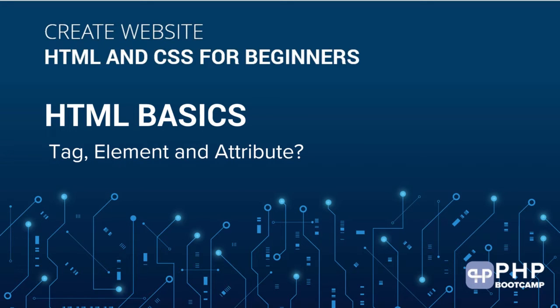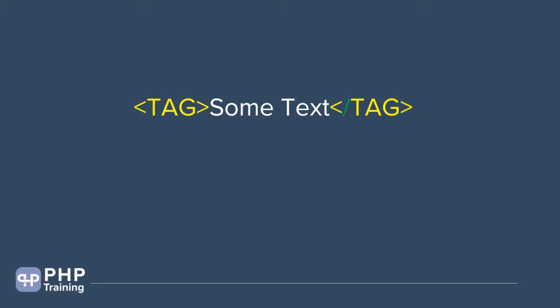Let's understand what is tag, element and attribute. Let's understand what these words are called. Okay, tags look something like this. You have a less than symbol, then the name of the tag, then a greater than symbol, then a closing tag, which is a less than symbol, a slash, and the same name that you used here. Okay, and then you have some content inside it.